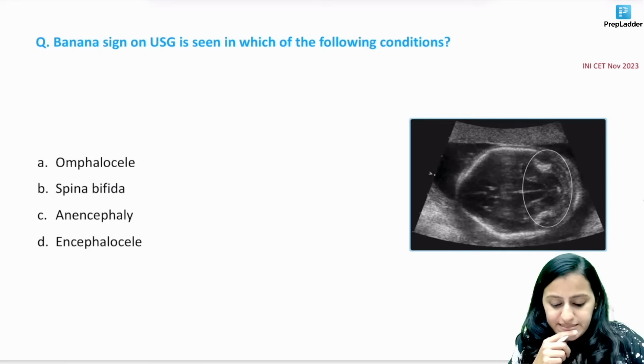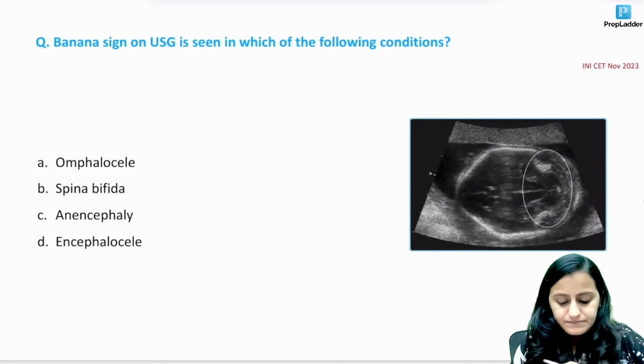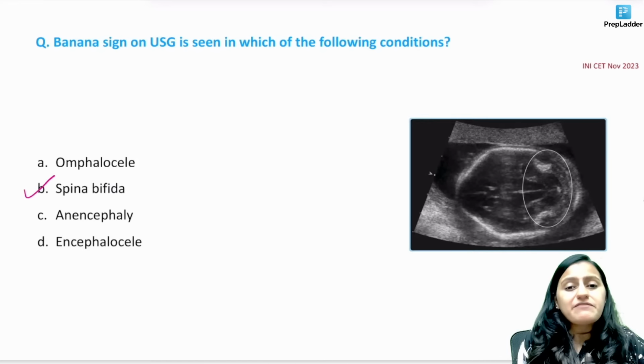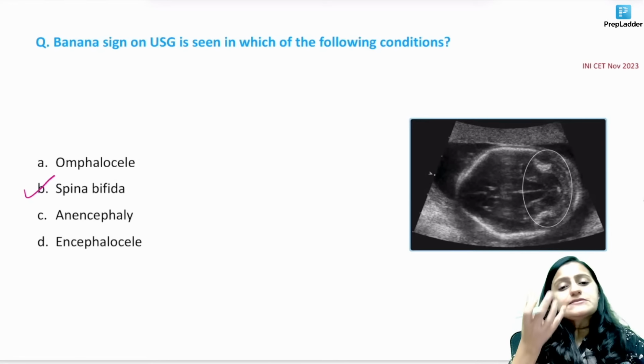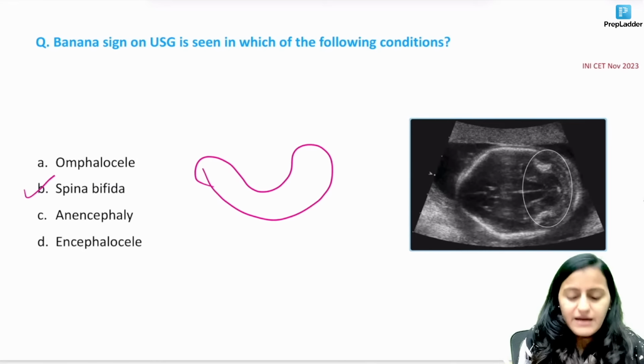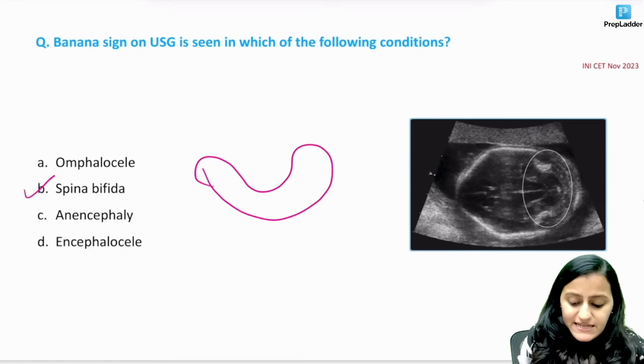Banana sign on USG is seen in spina bifida. What is the banana sign? With the crowding in the posterior fossa, the cerebellum gets curved like a banana. Okay? So it is seen in spina bifida.